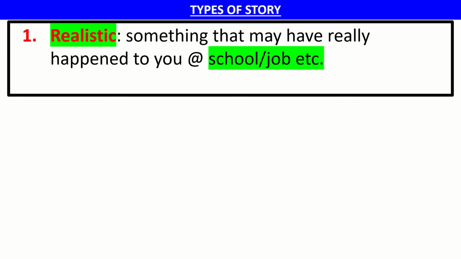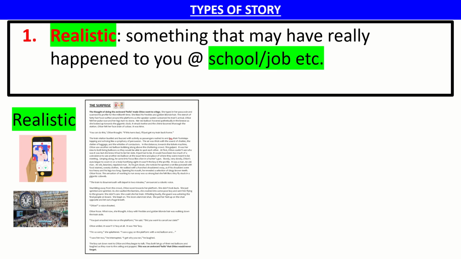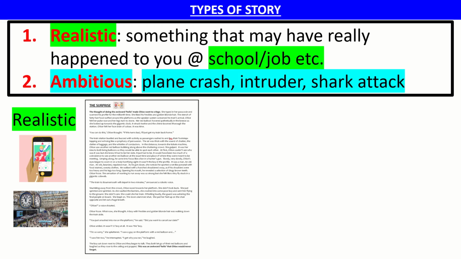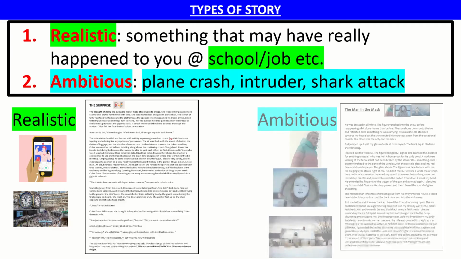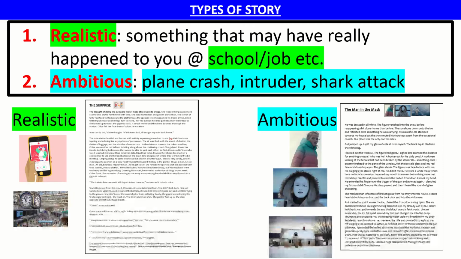The 2 types of story you could plan would be something realistic, something that may really have happened to you. It's always good to write from personal experience. This could be about a school or a job. This person did it on a bad first date they had, or a more ambitious story like a plane crash or intruder, or a shark attack. This person here did an intruder, which is actually the first scene of the most recent James Bond film, No Time to Die. If you typed in YouTube No Time to Die opening, you could see what they based it on.